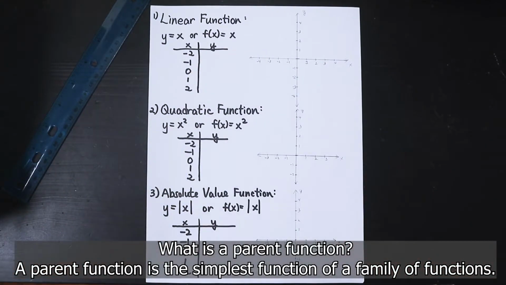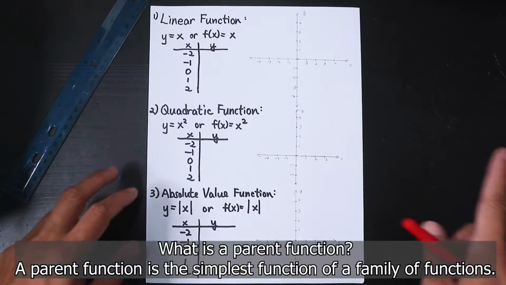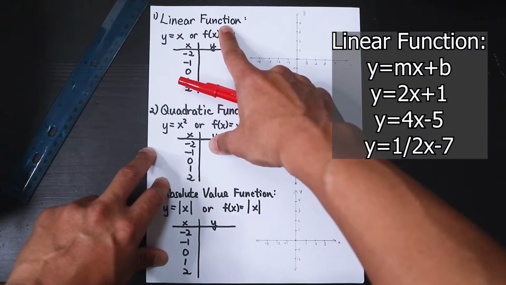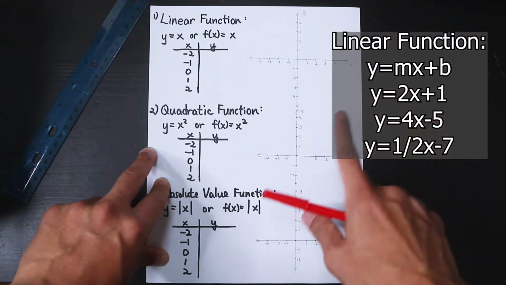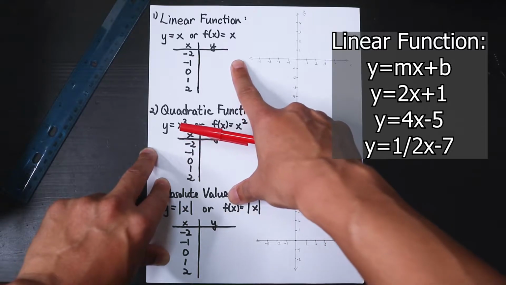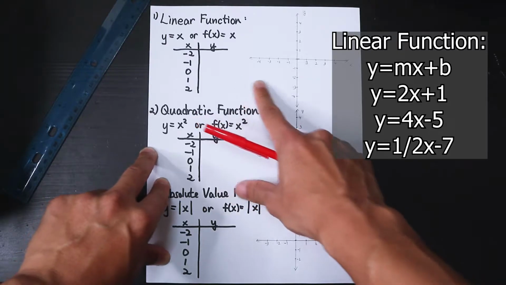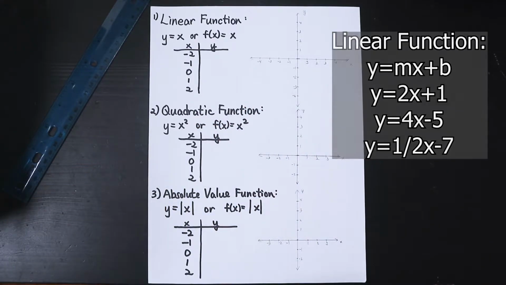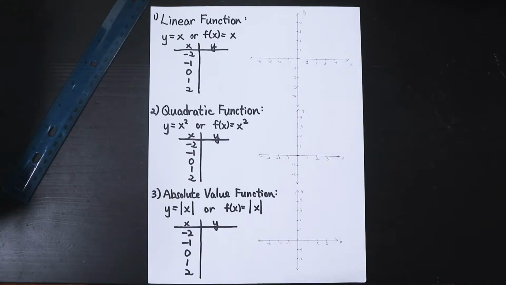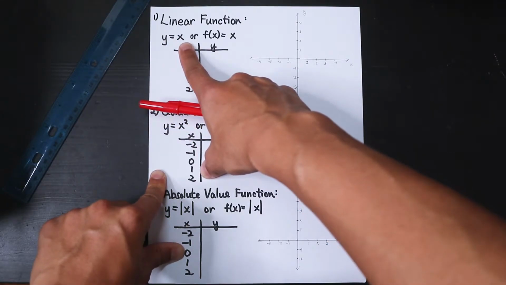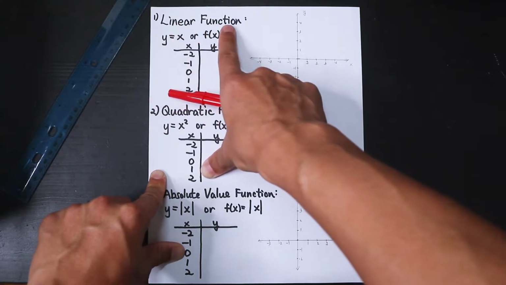Now, first of all, what is a parent function? A parent function is the most basic function with the least number possible. For example, in the past, you learned that a linear function is y equals mx plus b. You could create a lot of equations like y equals 2x plus 1, y equals 4x minus 5, y equals 1/2 x minus 7, y equals any number x plus or minus any number. There are millions of examples. But at the end of the day, the simplest, easiest, shortest linear function would be just y equals x. And you cannot make anything simpler than y equals x for a linear function, okay?